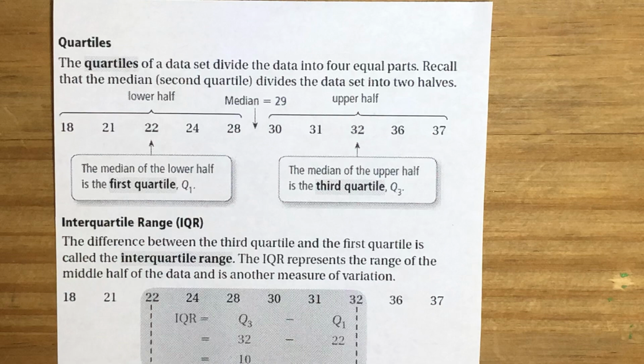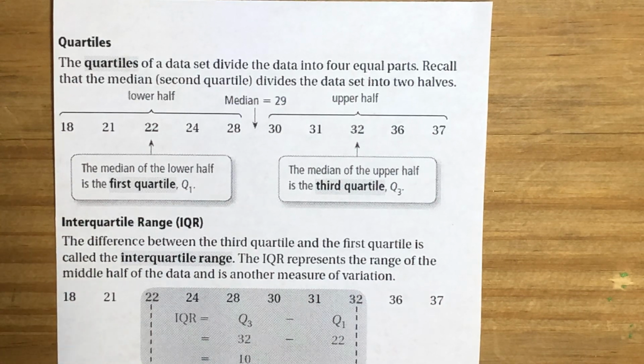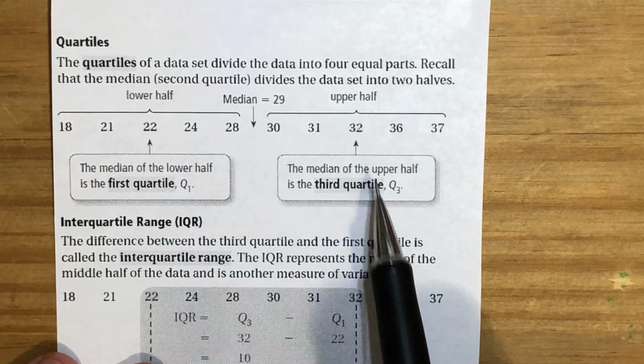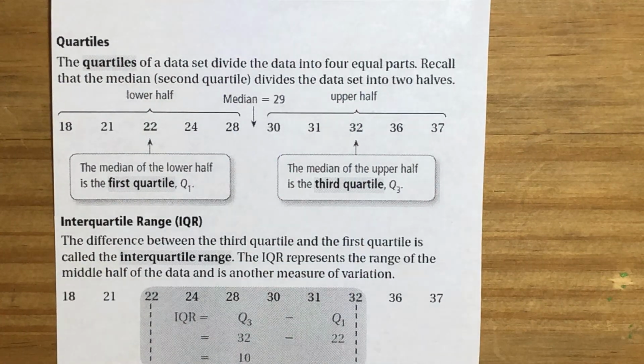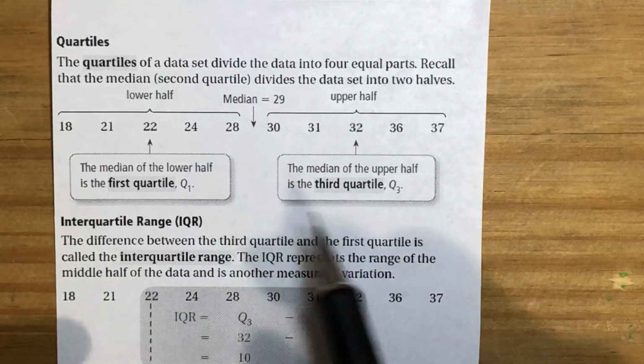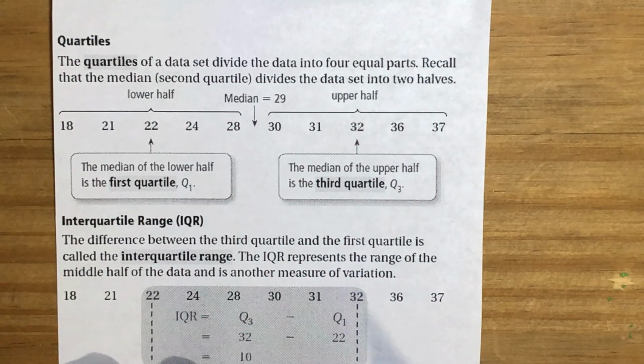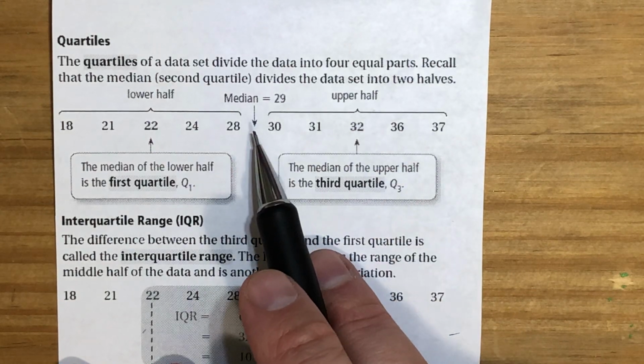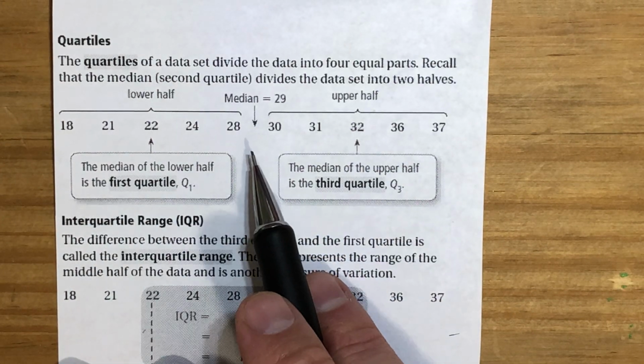The quartiles of a data set divide the data into 4 equal parts. Recall that the median, second quartile, divides the data into 2 halves. So the median of the lower half is quartile 1, and the median of the upper half of the data is your third quartile.